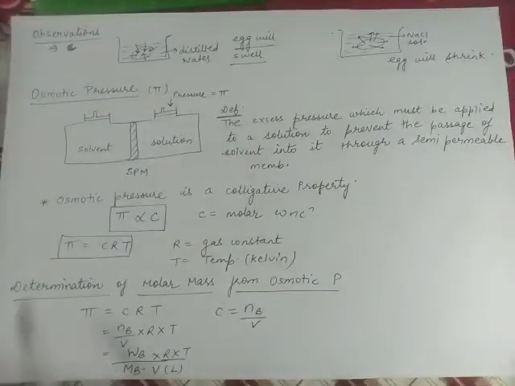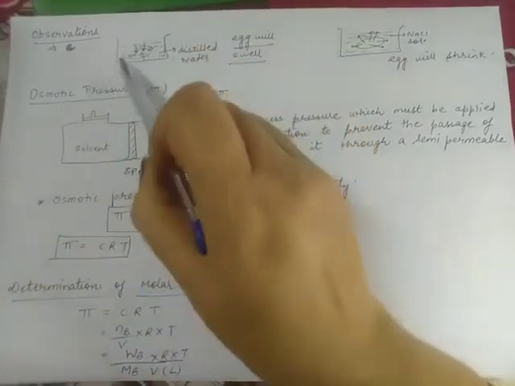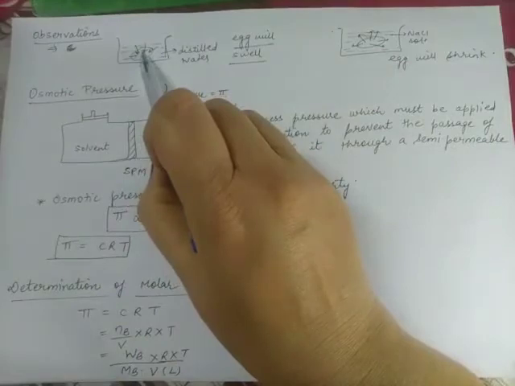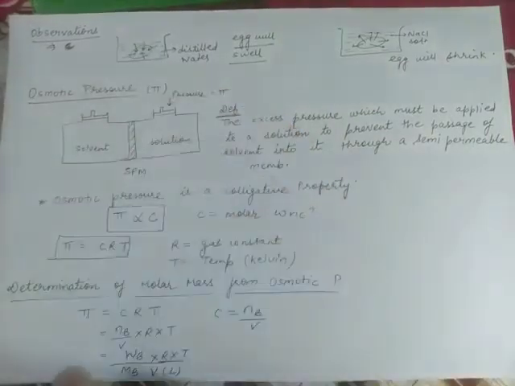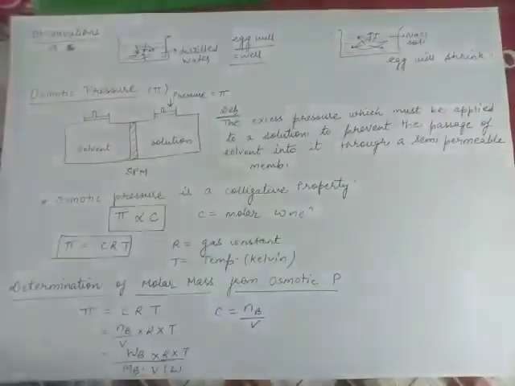Now we'll find that when an egg is placed in distilled water, inside the egg some solution is there and outside it is distilled water. Now osmosis will occur, a semi-permeable membrane is there, and water will move inside, from higher solvent to lower solvent. Outside there is more solvent, inside the egg there is less solvent, so water will enter the egg. So what will happen? The egg will swell.